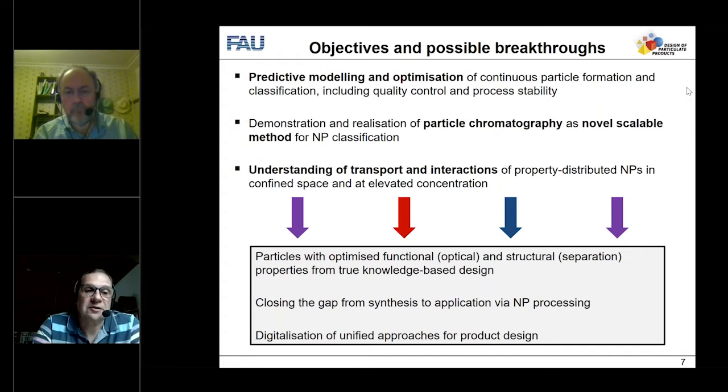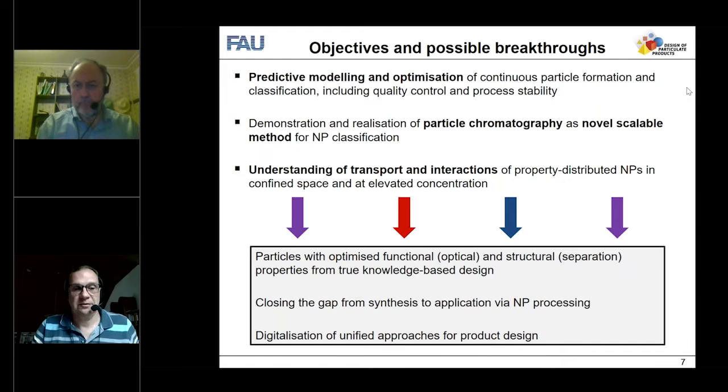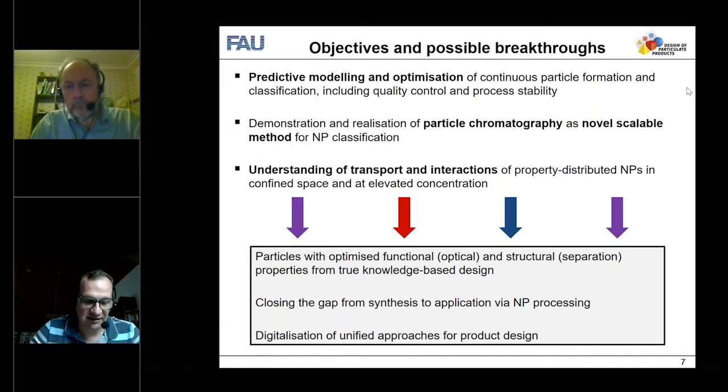Essentially, the goals are to design particles with optimized functional and structural properties with a knowledge-based design, not by trial and error. We will try to close the gap from synthesis to application of nanoparticles to introduce new processing steps. And we will use digitalization approaches for product design. This will become increasingly important in these years.